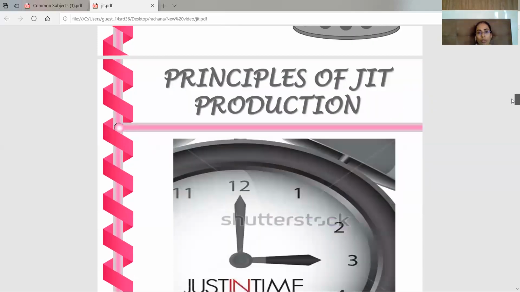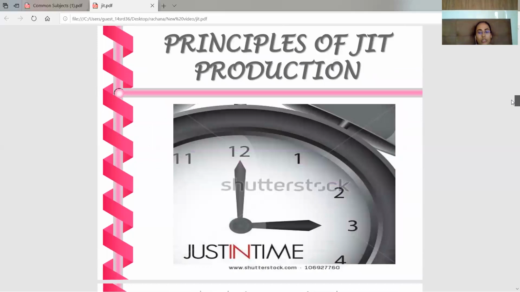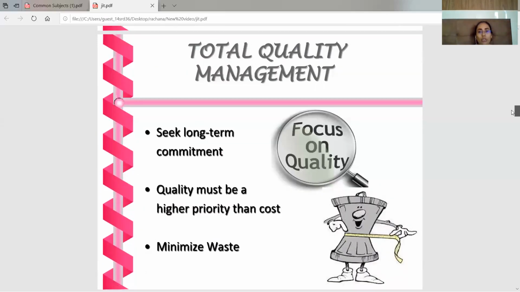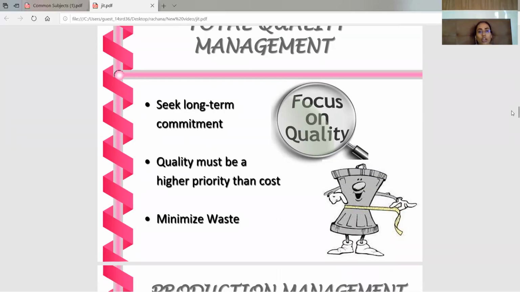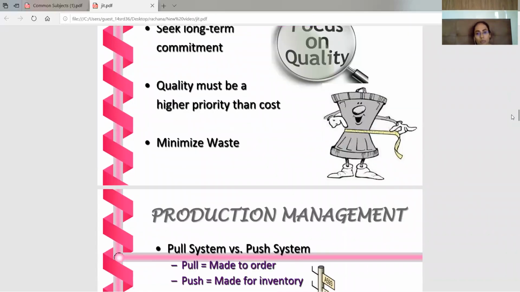When it comes to the concept of JIT, there are certain principles on the basis of which the just-in-time production system works. The first principle is total quality management. It is basically a long-term commitment which emphasizes continuous improvement of quality at every stage of the organization. Quality must be a higher priority than cost so that you can minimize the wastage.